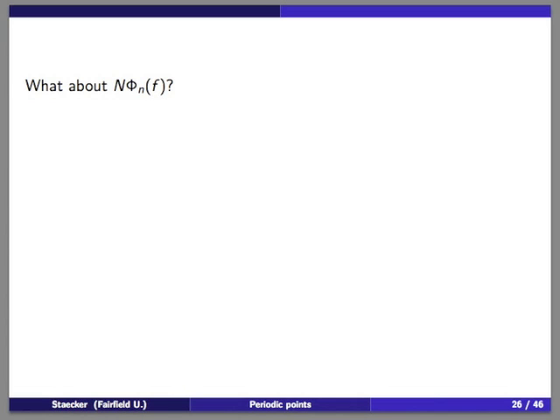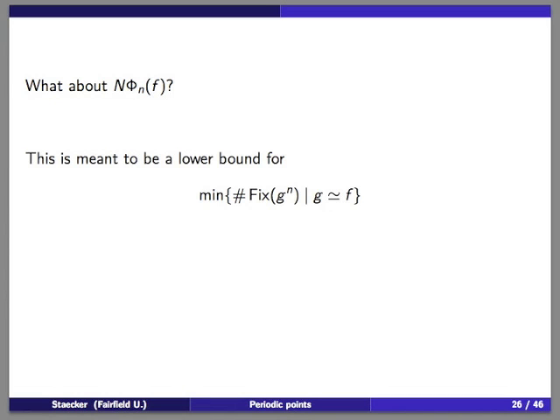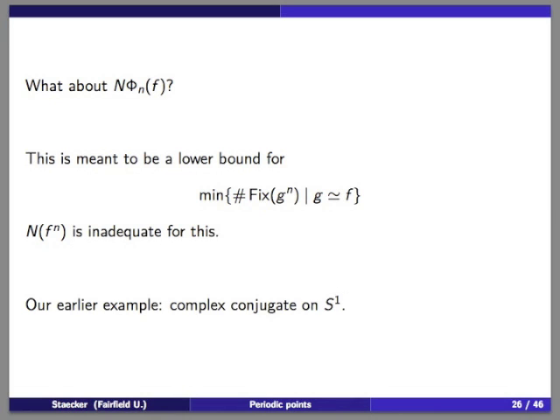NP is a little complicated, but it's actually simpler than the other one. So NΦn of F. Well, this is meant to be a lower bound for the minimum number of all periodic points, not just minimal periodic points. All right. Like I said before, the Nielsen number of F to the n is not adequate for this. I'm going to just mention this quickly one more time.